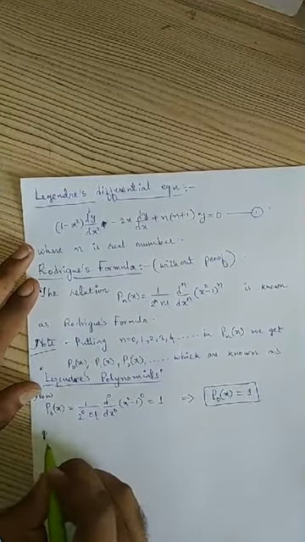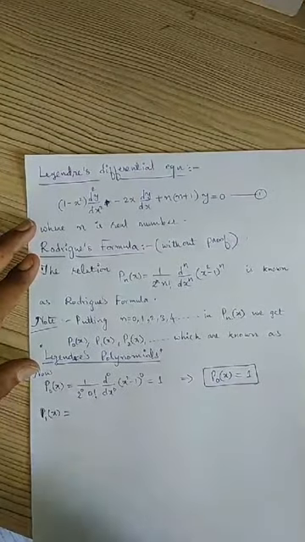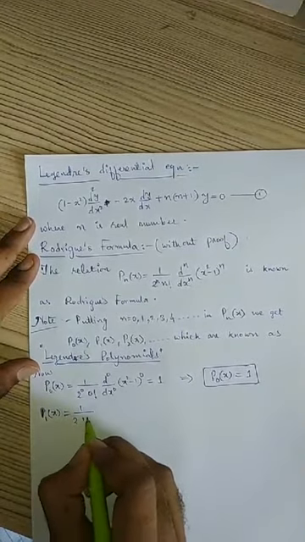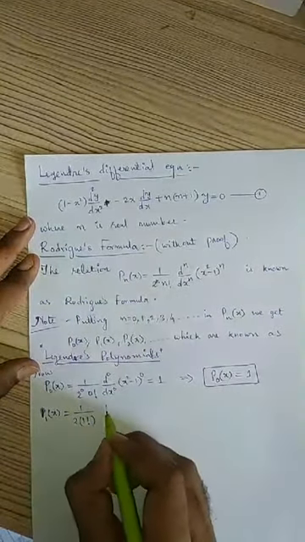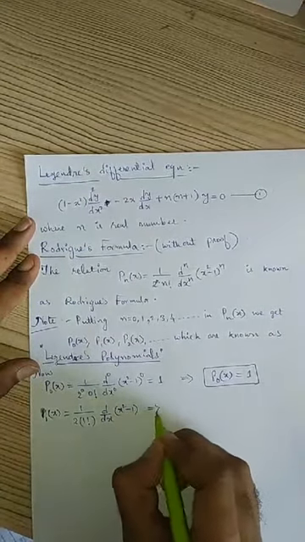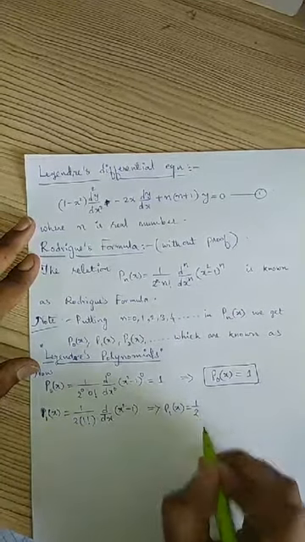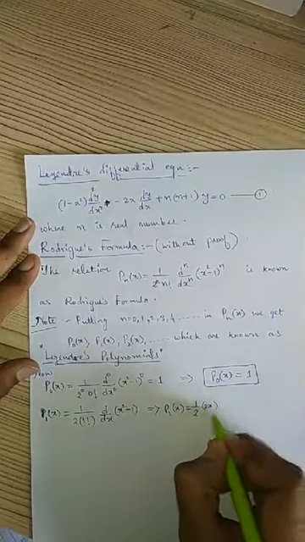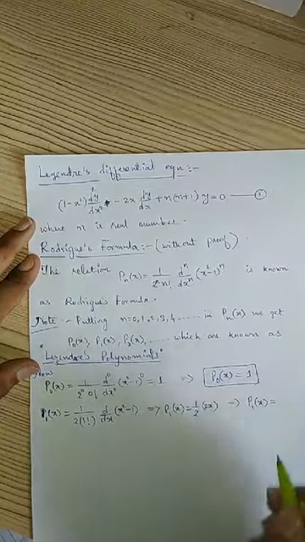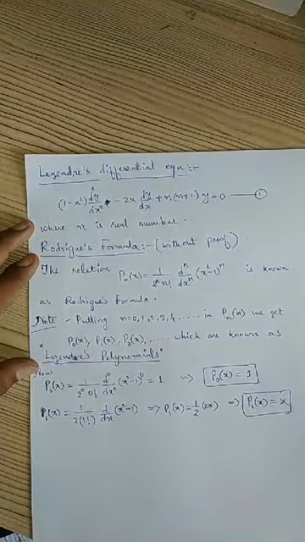Now next, P1 of x. In place of n I substitute 1. So 1 by 2 into 1 factorial, d by dx of x square minus 1. This implies P1 of x equals to 1 by 2, the derivative of x square is 2x, the derivative of 1 is 0. So P1 of x is x. P0 of x is 1, P1 of x is x.